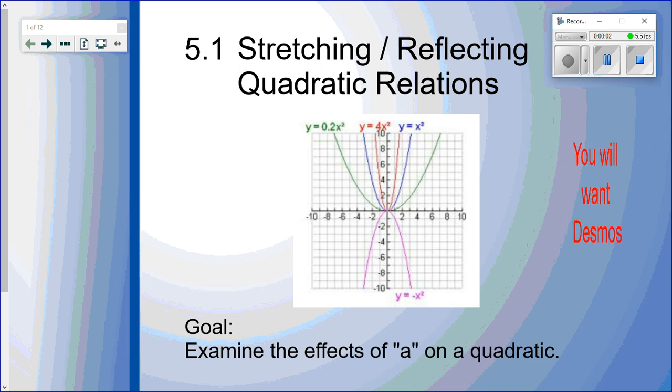Hi everybody. We are embarking on a slightly different type of quadratic at this point. You have been introduced to factored form, that's what we started with. You've been introduced to standard form, and now we're going to get into something called the vertex form. However, there are a lot of pieces to the vertex form, so we're going to break it apart and look at specific things.